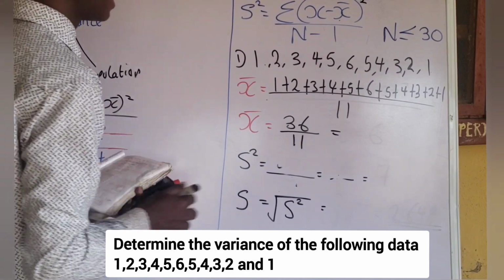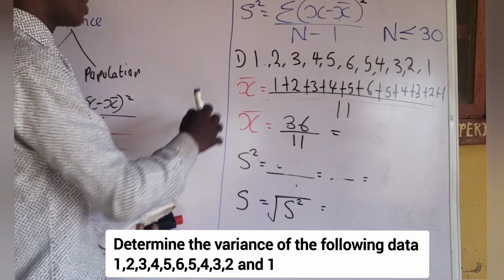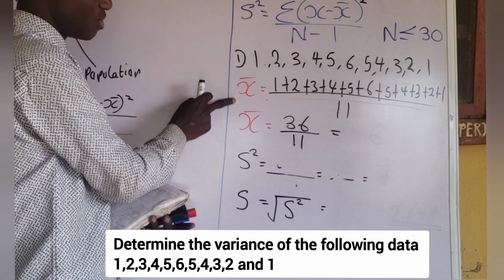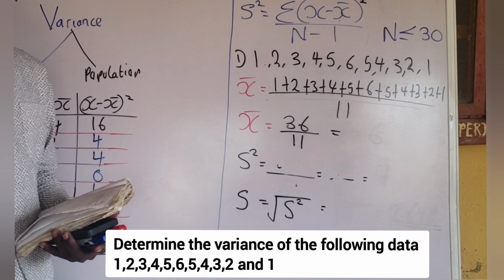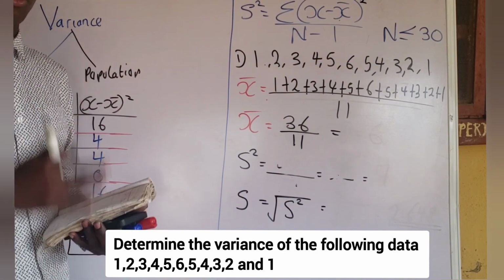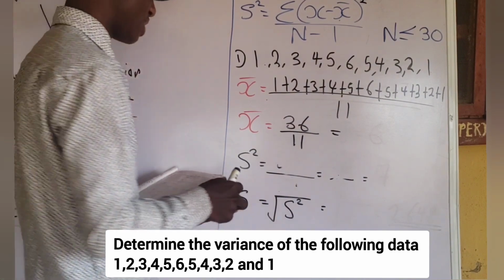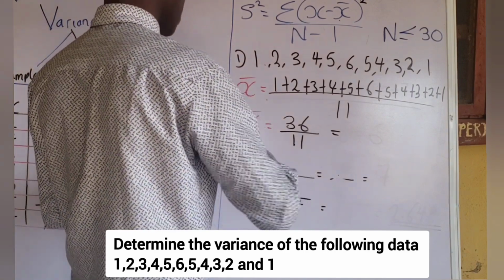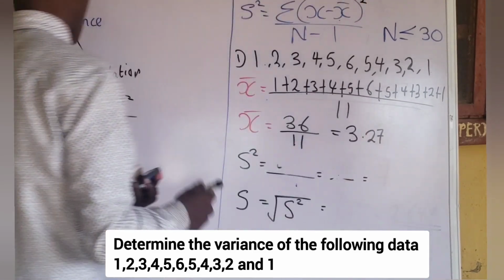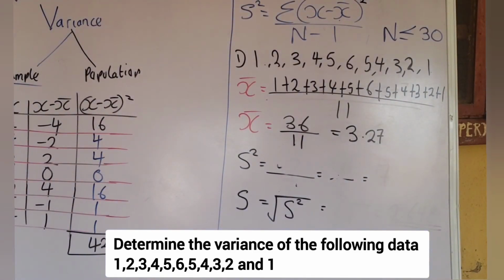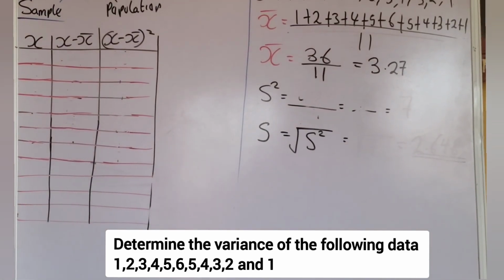You see, it's just that I didn't clean this because I knew that I am still going to use it. All these values that you have here, I'm still going to use them. That's why I didn't clean it. Okay, you just have to follow the approach that we used in the previous example that we solved. So 36 divided by 11 is 3.27. So here I'm going to have 3.27. That is the mean. Now we need to erase all these values as well. Okay, so let us proceed.